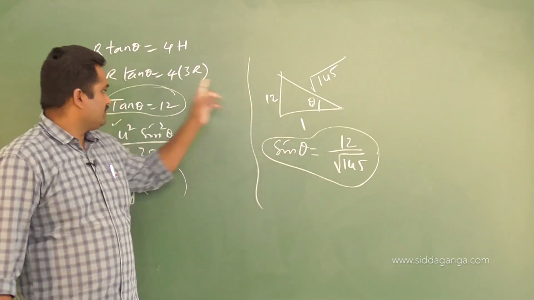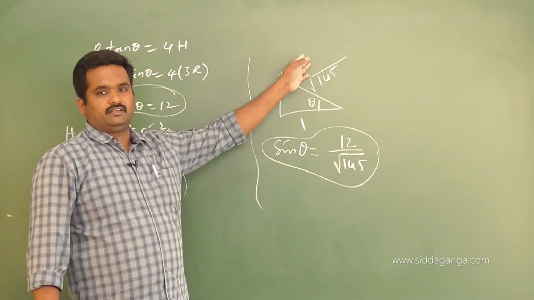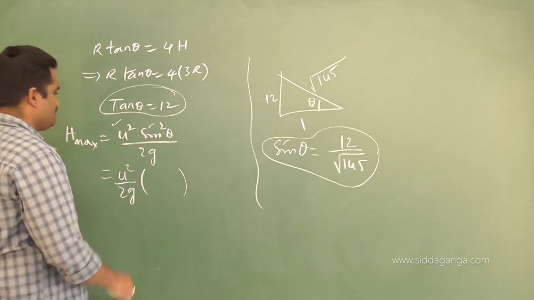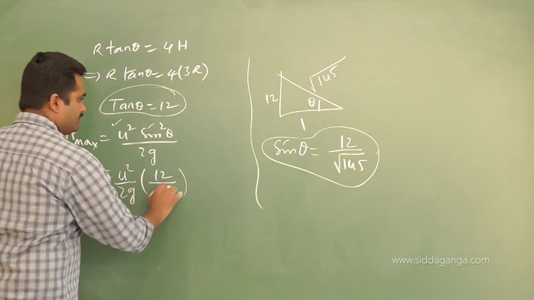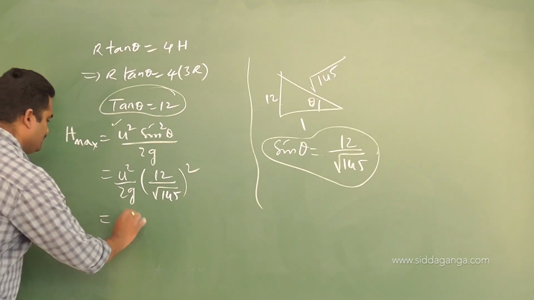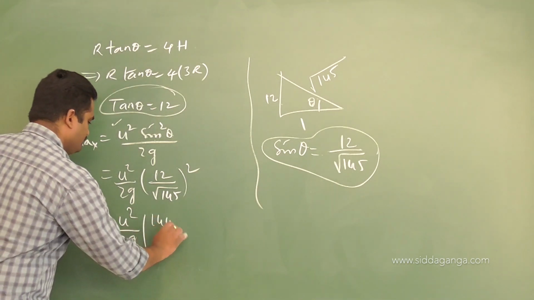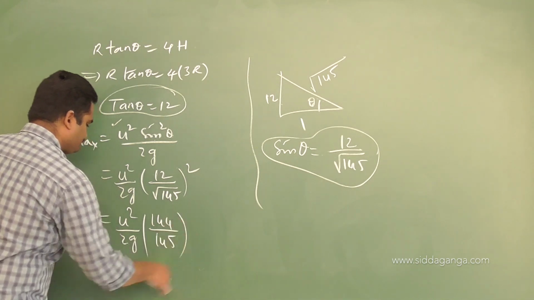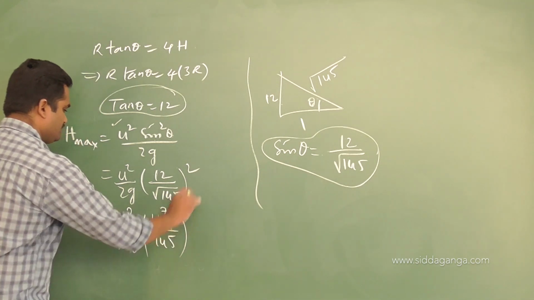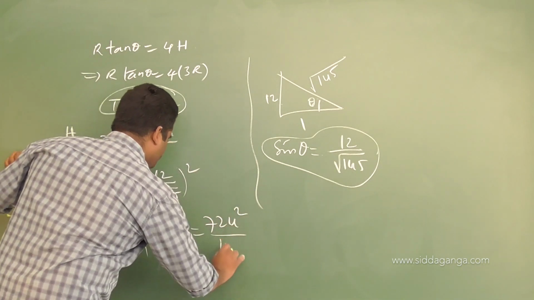If they are given tan and they are asking to find cos, what is the value of cos theta? 1 by root 145, like this. So in place of this what do I need to write now? 12 by root of 145 whole square, so it is u square by 2g into 144 divided by 145. 2 ones are 2, 72s are, so it is 72 u square by 145.